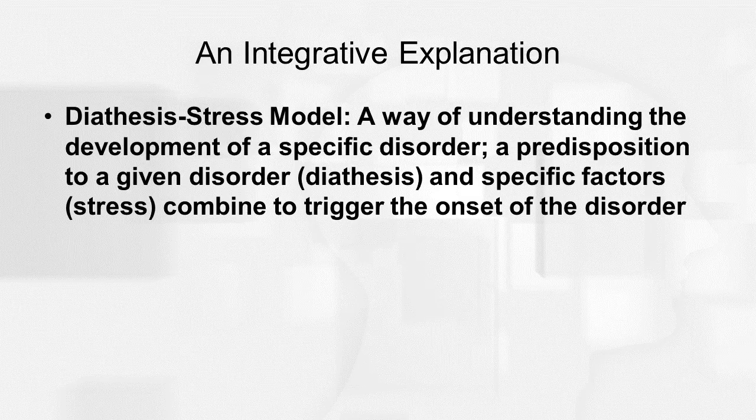I want to take a minute here to talk a little bit about a diathesis stress model. This is a very integrative explanation. Many psychologists use a diathesis stress model to help explain how a person develops a mental health issue. When I use that term, I'm talking about a way of understanding the development of a specific disorder. A predisposition to a given disorder is called a diathesis, and specific factors or stressors combine to trigger the onset of the disorder.